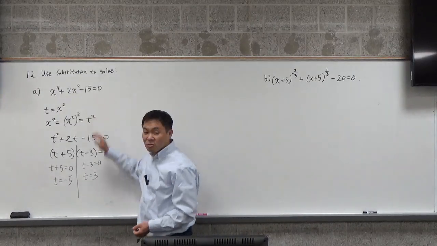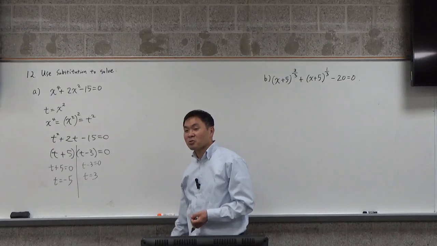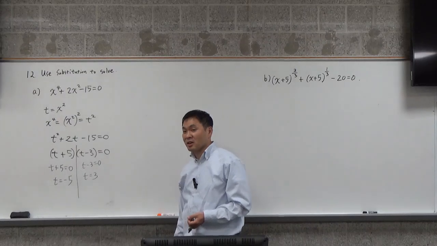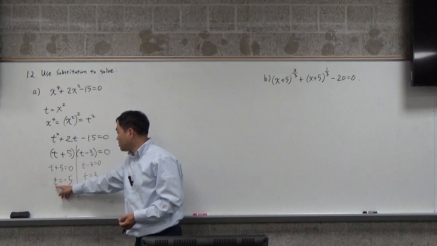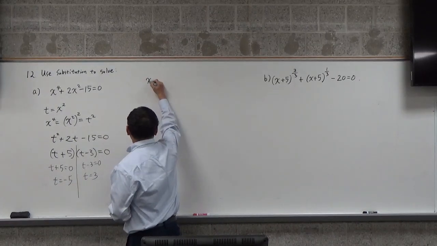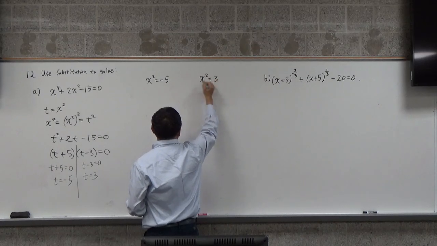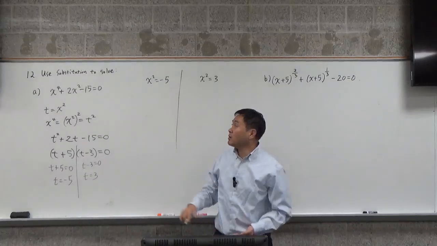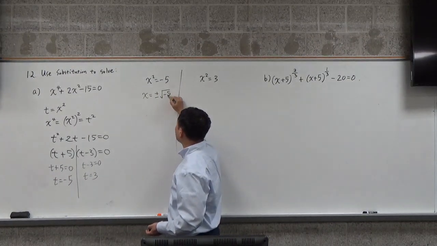Because the original question is about x, and we found the values for t, which means that we don't know what x is yet. So therefore, since t is x squared, this t has to be replaced by x squared, and you have to proceed further. Okay? If x squared is -5, then x is plus minus square root of -5. Is this okay?